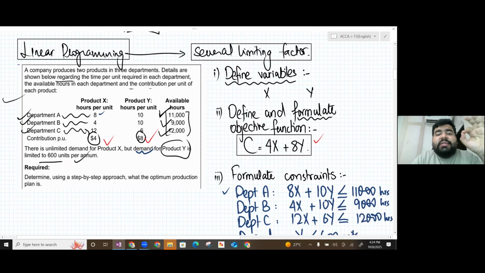But let me tell you one thing, that there is another level, the next level in this chapter, that is several limiting factors. Several means more than one limiting factor in the question, and how we have to do that. The topic of several limiting factors is known as linear programming.